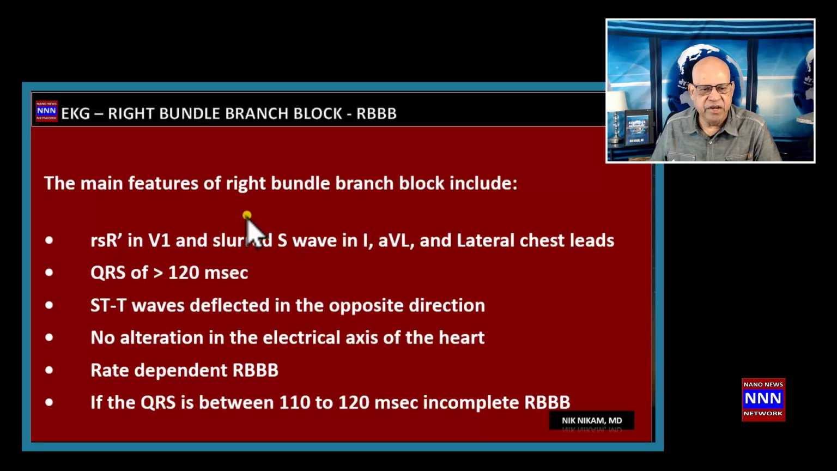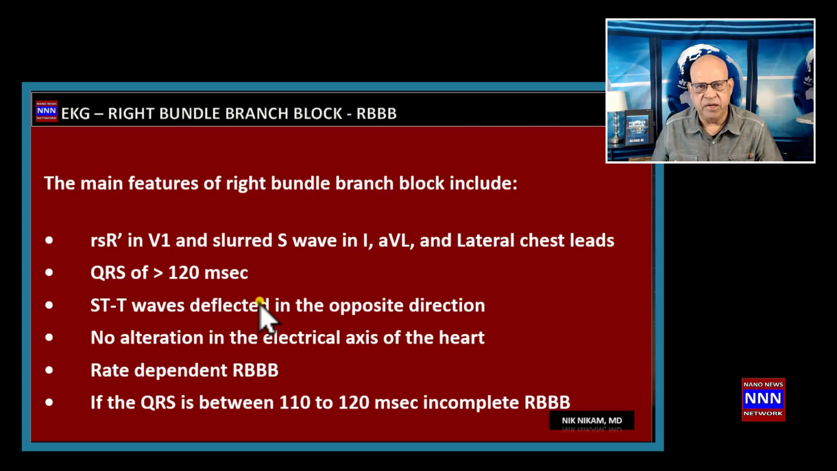block. The main features of the right bundle branch block, to summarize, include the small r, small s, large R prime in V1 with a slurred S wave, which I talked about, in lead 1, aVL, V5 to V6. QRS duration of greater than 120 milliseconds, and ST-T deflection in the opposite direction of the main R wave. No alteration in the electrical axis.